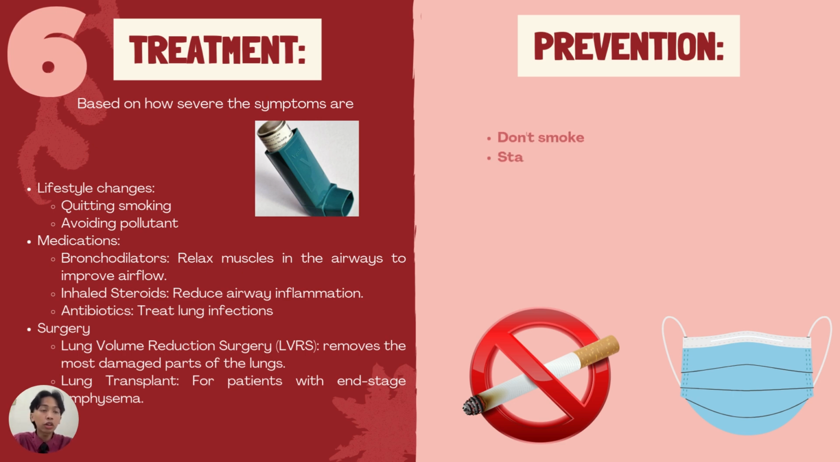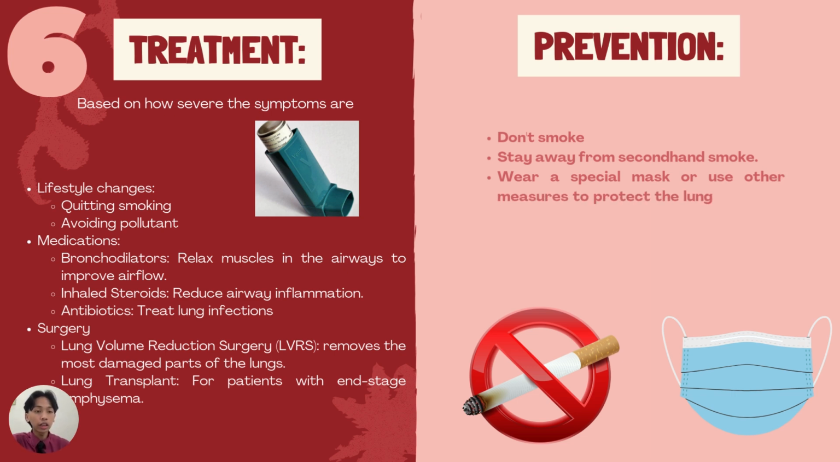So next, I will be talking about the treatment for emphysema. The treatment is based on how severe our symptoms are. For example, we can change our lifestyle, such as quitting smoking and avoiding places that are polluted. We can also take medication such as bronchodilators, which will relax the muscles in the airway to improve airflow, and inhaled steroids, which will reduce airway inflammation. We can also take antibiotics to treat lung infection. And if our emphysema is worse, we can do surgery such as lung volume reduction surgery to remove the most damaged part of the lung, and we can also do a lung transplant.